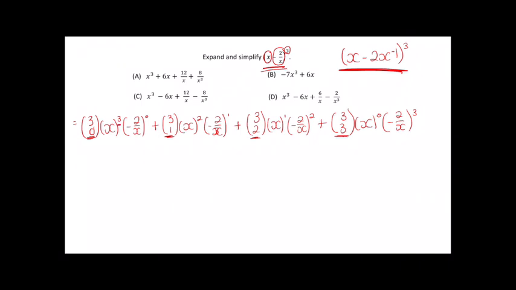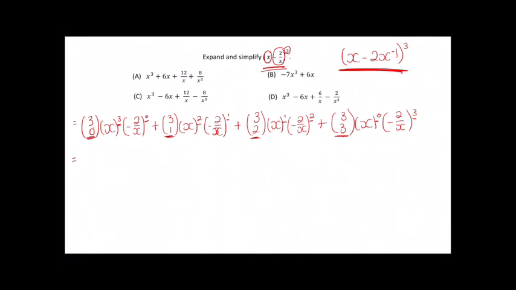My power on my x's started at 3, decreased to 2, then 1, then 0. On my second term, my negative 2 over x, I started at 0. I've increased to 1, 2, and then 3. And at every step, my powers are adding up to 3. So I'm quite happy that I've got that right. We can now start simplifying.